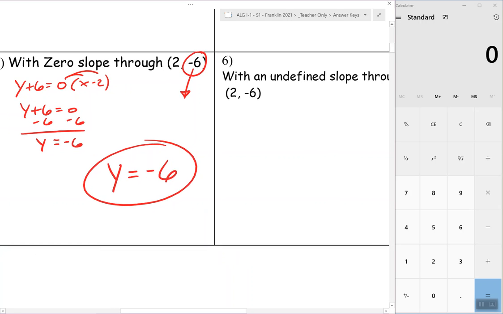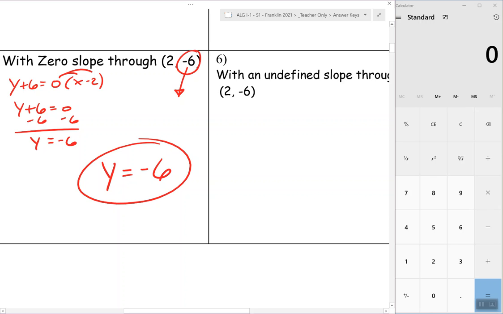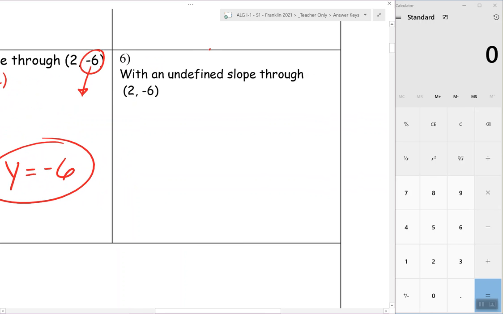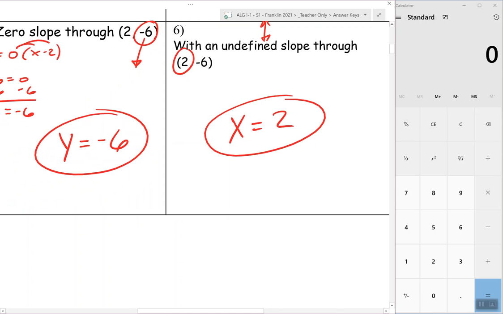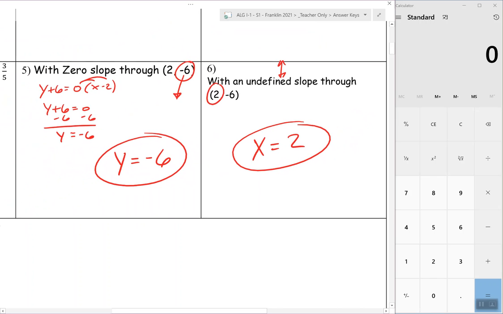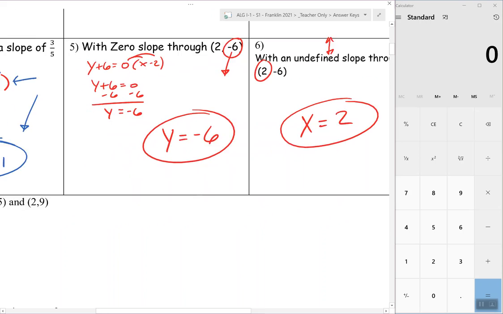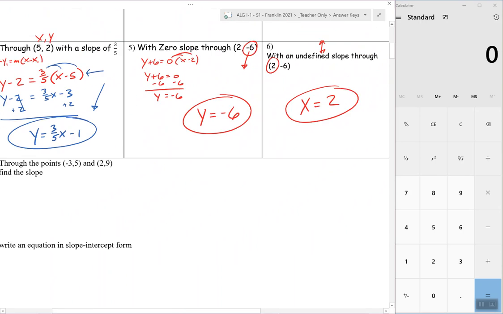Now for the next one, the flip side of that, you have to just remember how it works. So undefined slope, that's a vertical line, which means we're going to start with x equals, and then just use the x value from the point, so x equals 2 here for that equation. So if you just remember how those two work, 0 slope, that's y equals, undefined slope is x equals, and then just use the y or x value from the point, those go really fast. You don't really need to do any work on those problems.